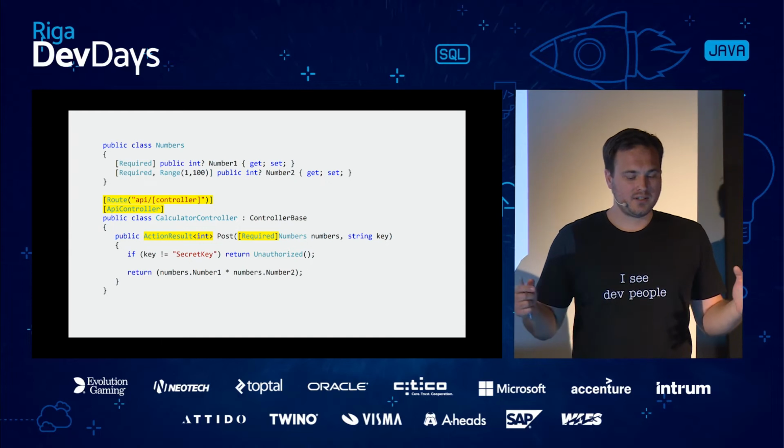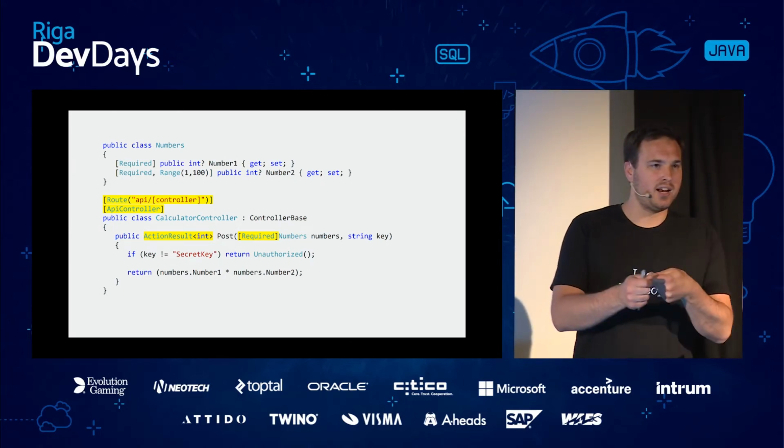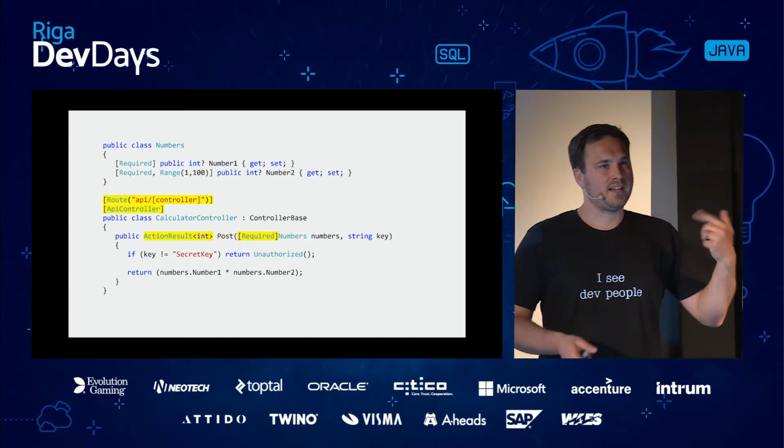And as you can see, it just returns the value. It doesn't think about a response type. The response type is inferred as OK.